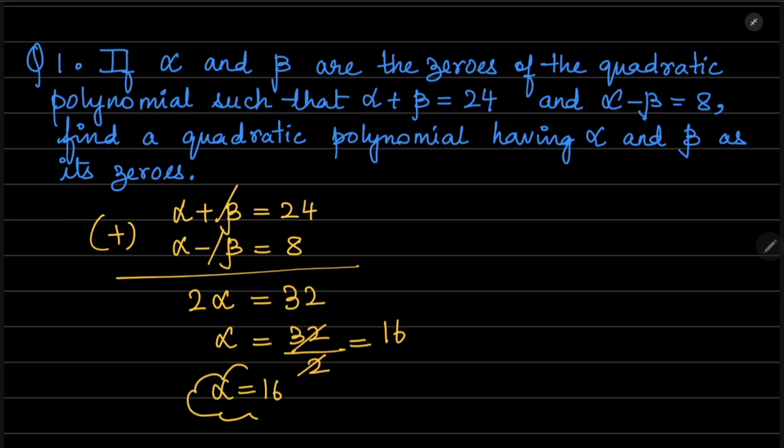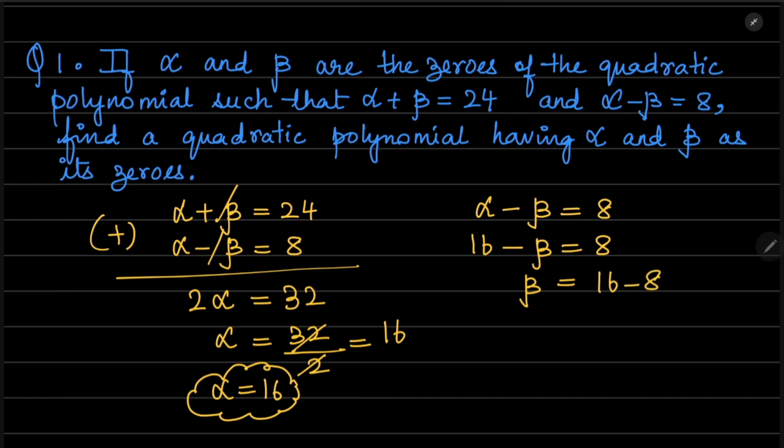So you have got 1 zero of the given quadratic polynomial. Now let's substitute this alpha in any one of the equations. For example, alpha minus beta is equal to 8. We know alpha is 16. So 16 minus beta is equal to 8. Or if beta goes to the other side, beta is equal to 16 minus 8. Here what I have done is beta goes to the other side, 8 comes here. So 16 minus 8, minus beta when it goes to the other side becomes plus beta. So what is 16 minus 8? It is just 8. So this is the other zero of the quadratic polynomial.